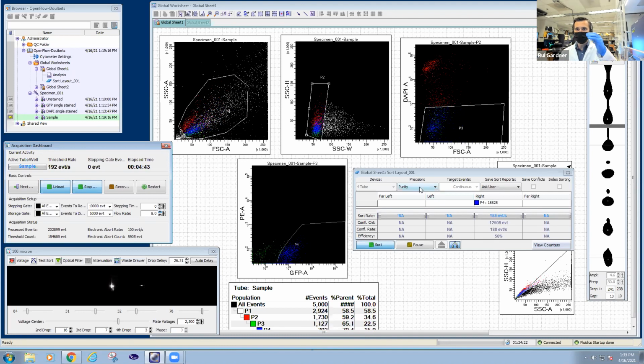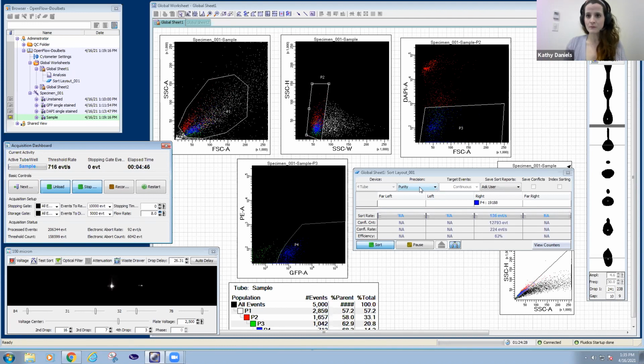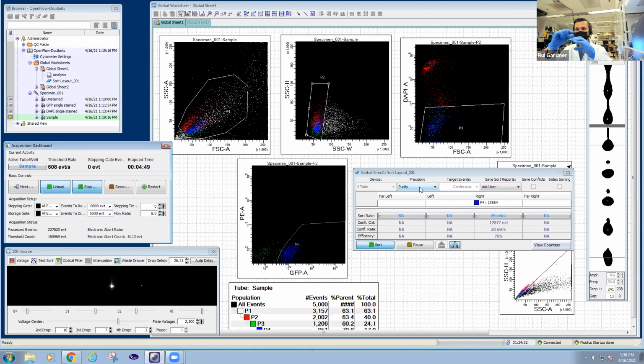Purity mode just looks at the adjacent drops or the close drops to see if there's a non-target cell that's very close that may end up in the drop once it's charged. So this is the concept of purity. Recovery or yield tries to sort all of the cells. So if your target cell is in the edge of the drop, to make sure that we don't lose it, it will sort 2 drops to make sure that even if that cell ends up in the adjacent drop, it will be collected. So the 4-way purity is just a pure purity mode.